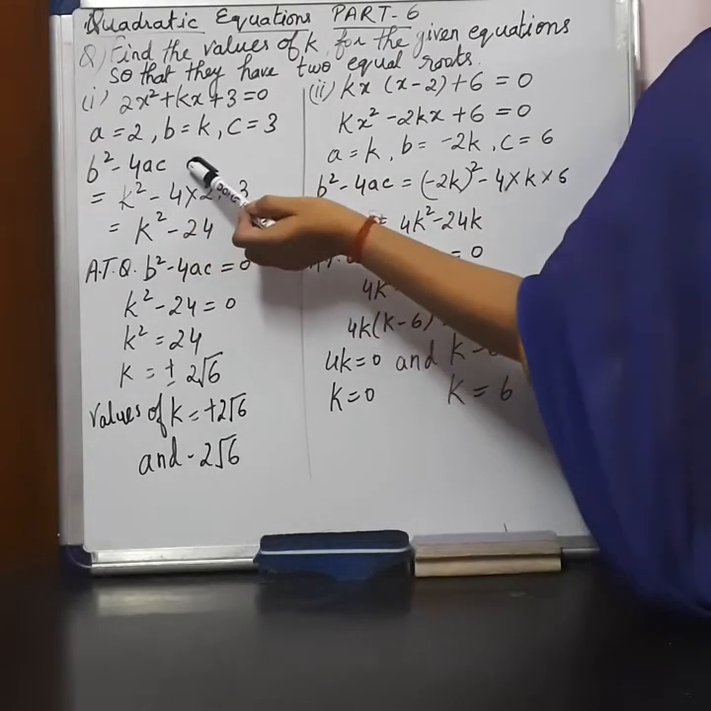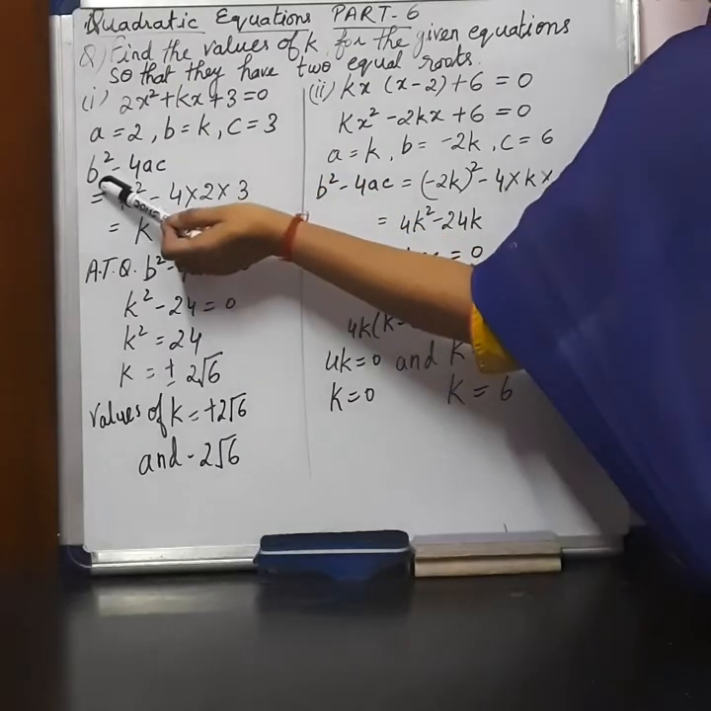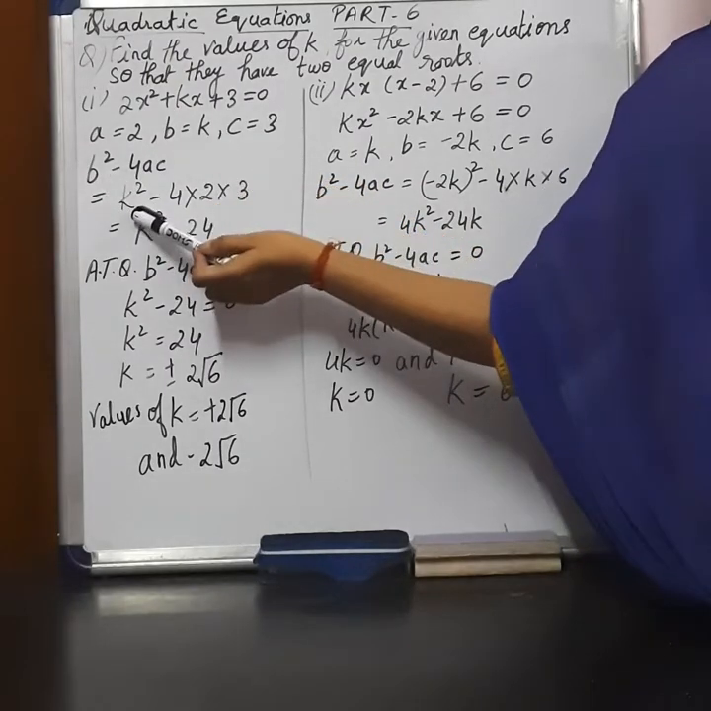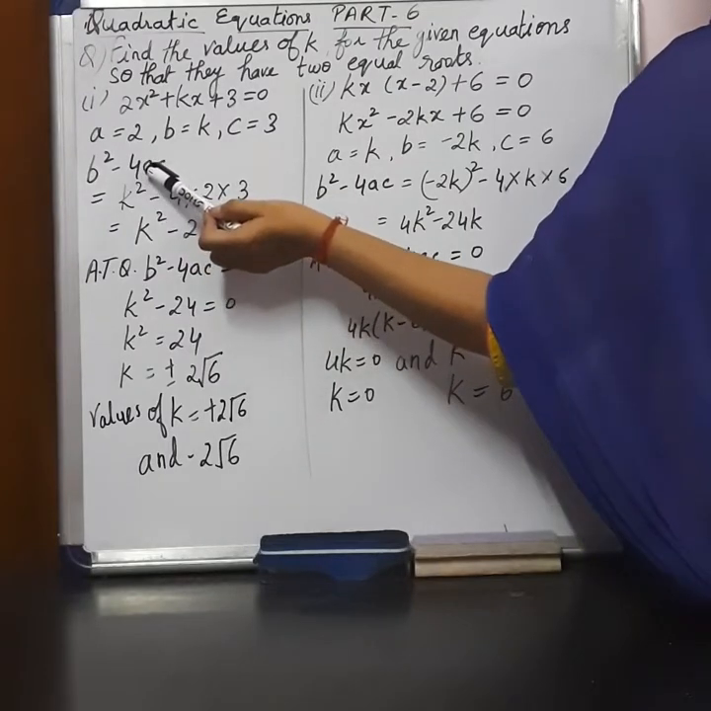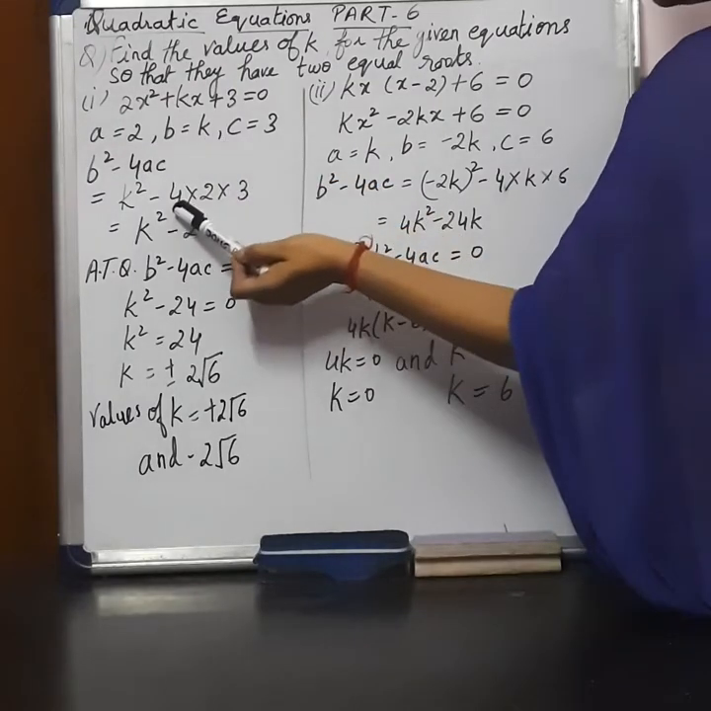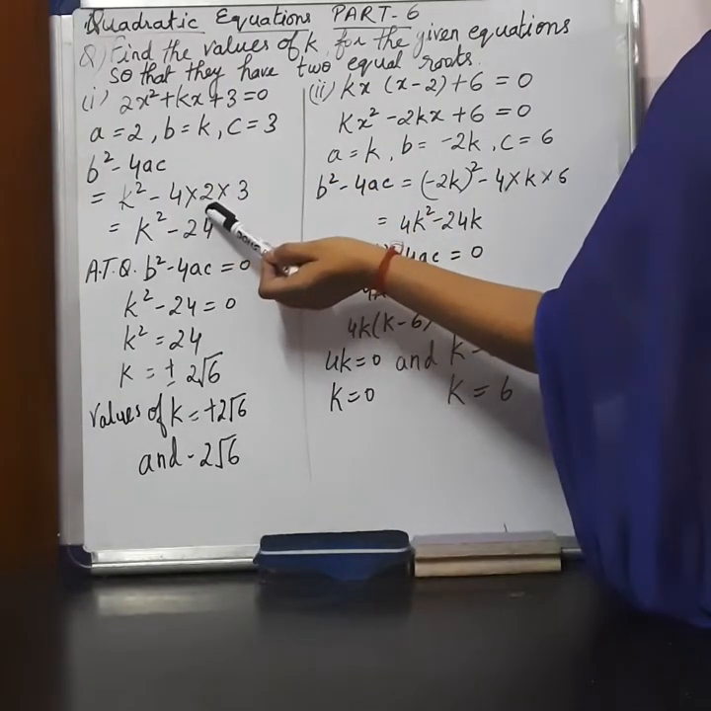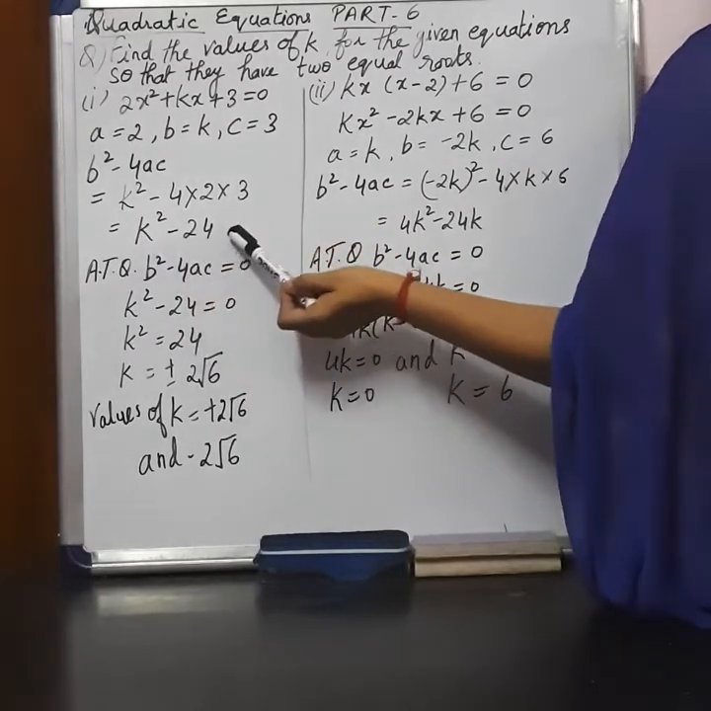In b square minus 4ac, you will put the values of a, b, c. B square, we can write k square, minus sign you will write minus 4, the value of a is 2, and the value of c is 3. In the multiplication we have 4 multiplied by 2 multiplied by 3. It is coming k square minus 24.